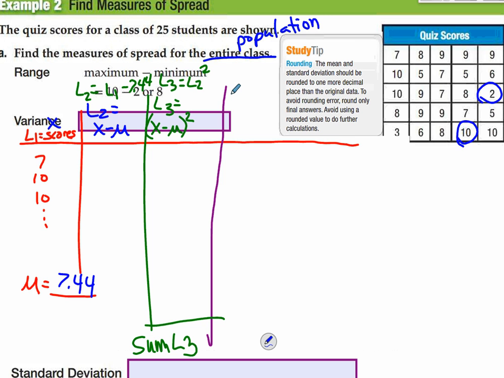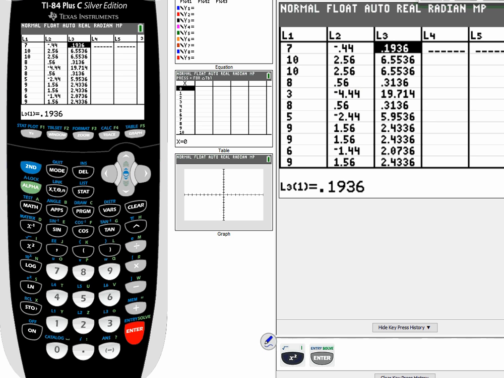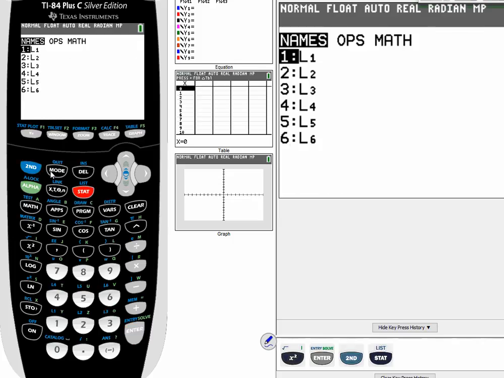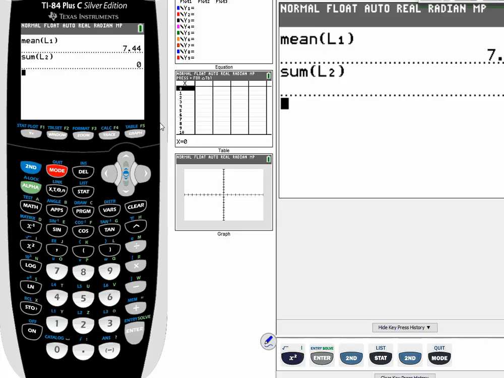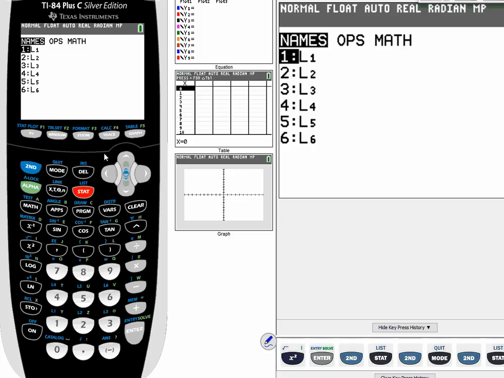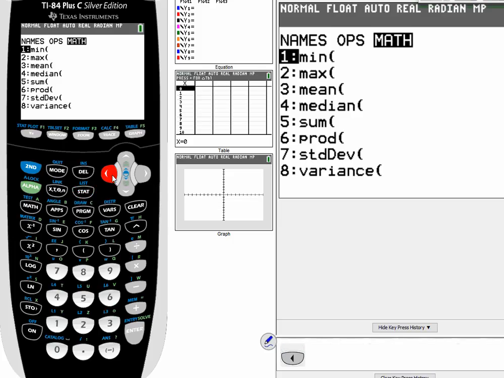And I did go over how to do that, so if you need to look for that, I'm going to go second. Oh, just a second. Did you notice I was in my list and then I went second stat? I really want to go second quit because I want it to be on that home screen. So I'm going to go second stat. And do you know I can backtrack to math, right? You with me on that? Give me a head nod.